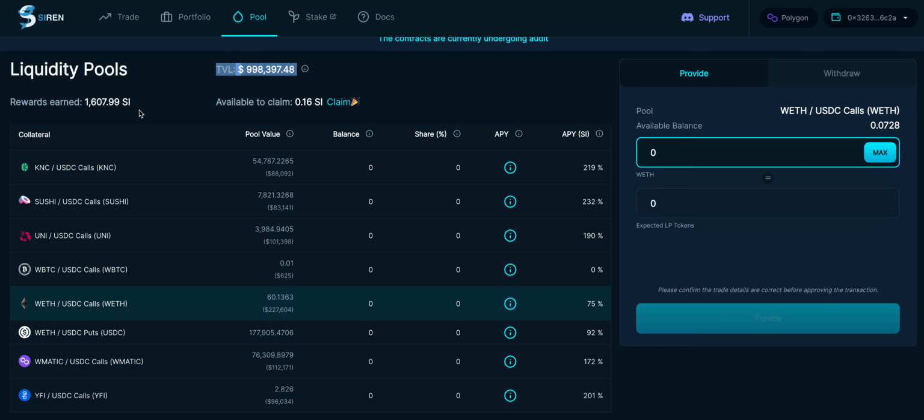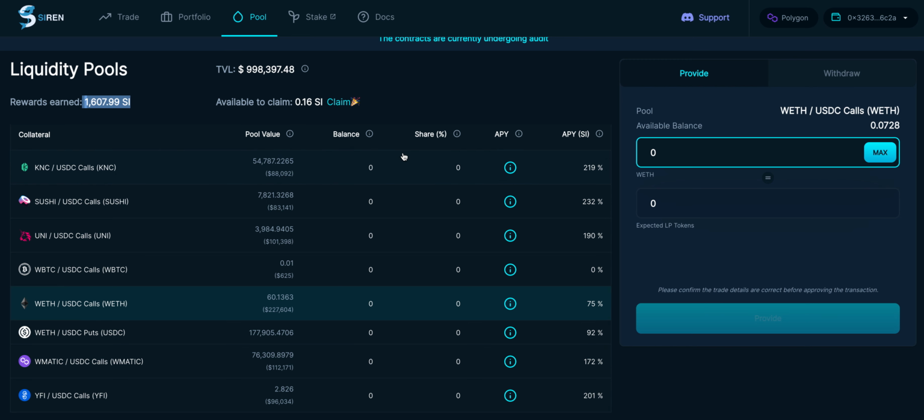So I did a little bit of liquidity providing in the past, and I earned $1,600 in Siren tokens, and that's a good way to really earn some yield and do some yield farming.